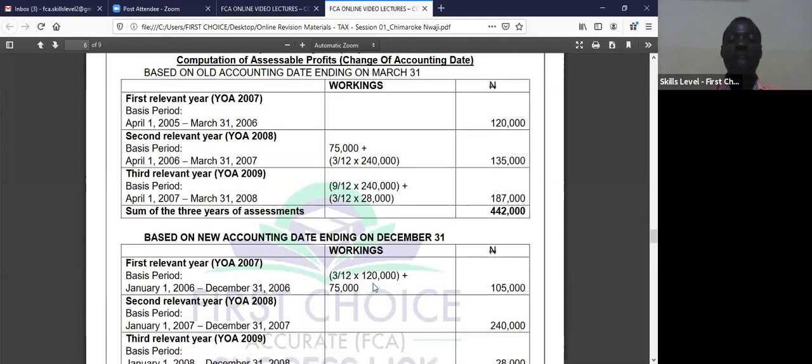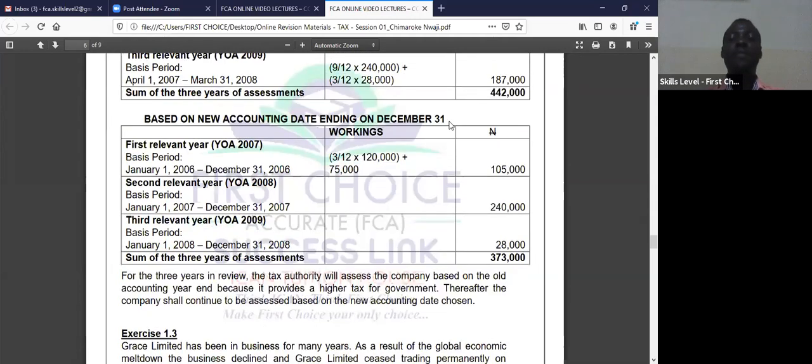Then you go and pretend as if they now changed. Now, you go on the new accounting dates, go back to your first relevant year, work with it. Second year and third year, you add them together, you get a figure. You compare them. And now you don't have the option as a taxpayer to choose. The tax authority will choose the higher one. So you will go and pay the higher one.